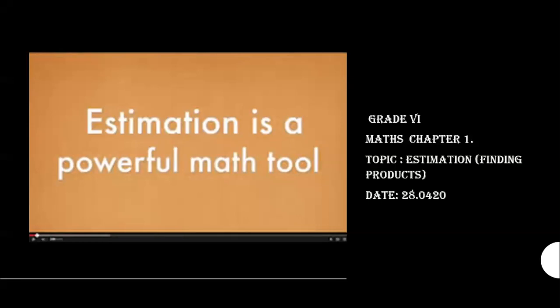Children, we have started this topic, estimation, and we have learned how to find the sum and difference using approximated numbers. In today's class, we will learn how to find the estimated product. So let's see.